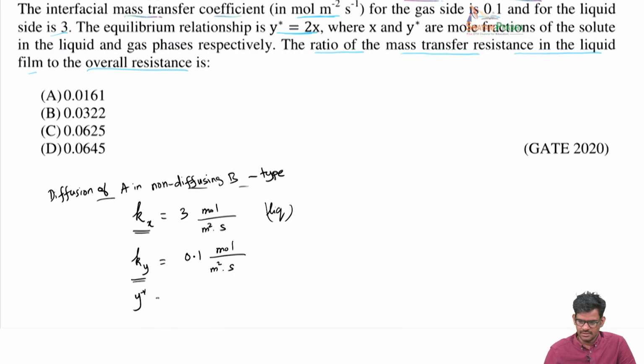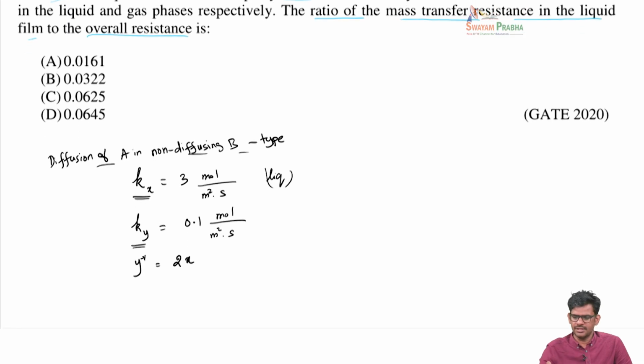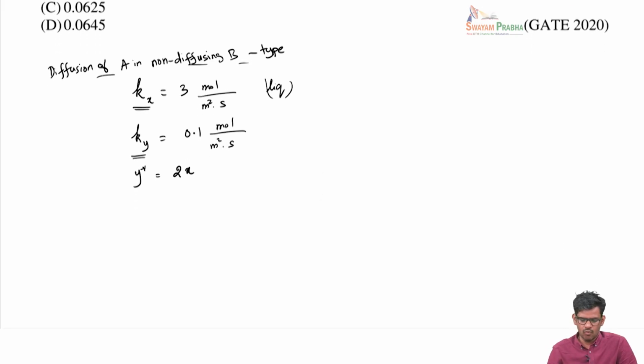So this is given, and what we are also given is the equilibrium line. That is y star is equal to 2 times x. So this is also given to us. Now to understand the mass transfer resistance in the liquid side versus the overall resistance, first we will calculate the overall mass transfer coefficient, which I call capital KL. If you go back to your notes, you will see we have defined this as 1 over Kx plus 1 over M Ky.